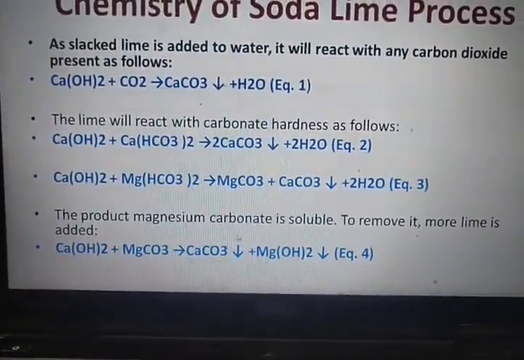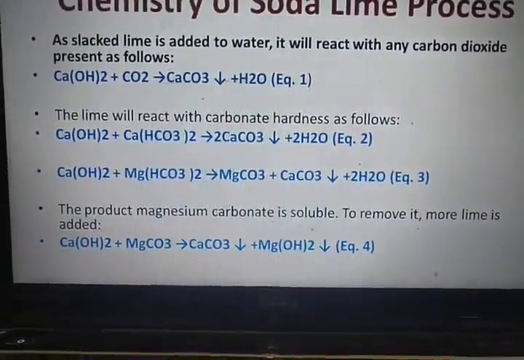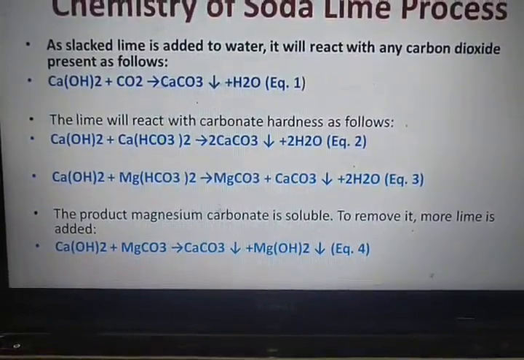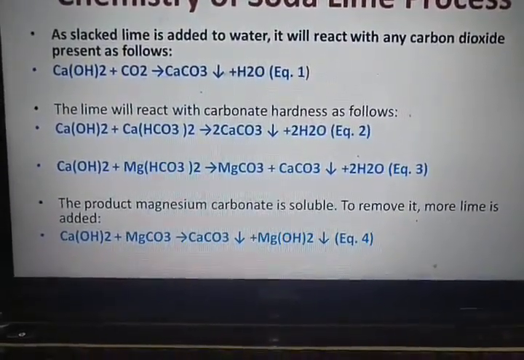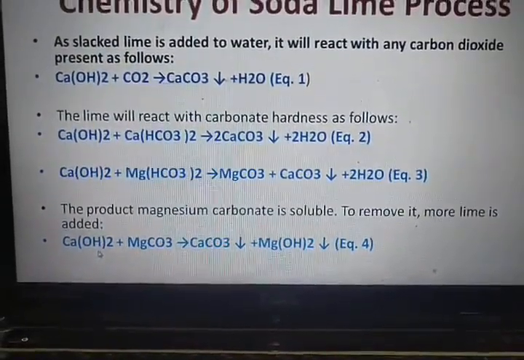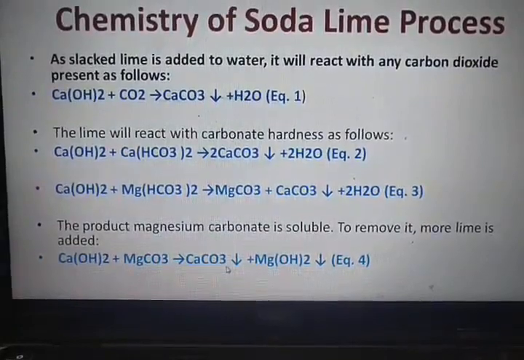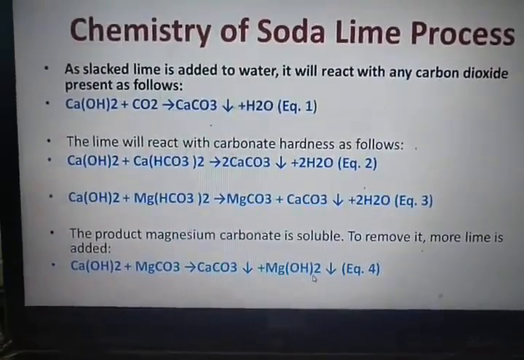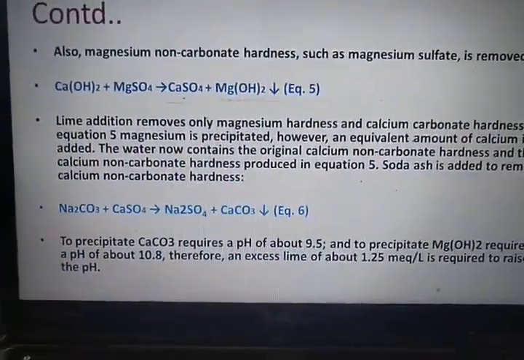Out of this, the product magnesium carbonate is soluble. To remove it, more lime is added again, since MgCO3 is soluble. In the next step, calcium hydroxide plus magnesium carbonate will lead to calcium carbonate plus magnesium hydroxide. If you add the excess of lime, then that can be precipitated.